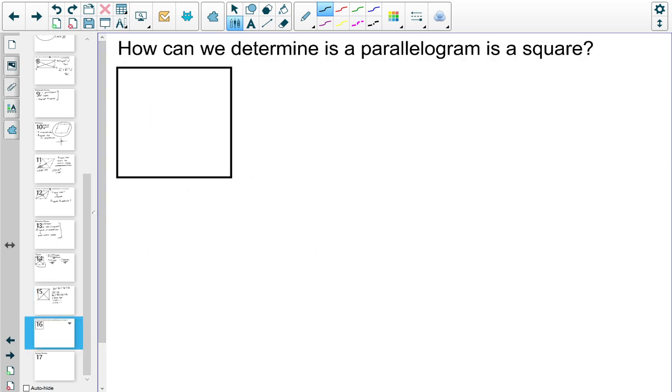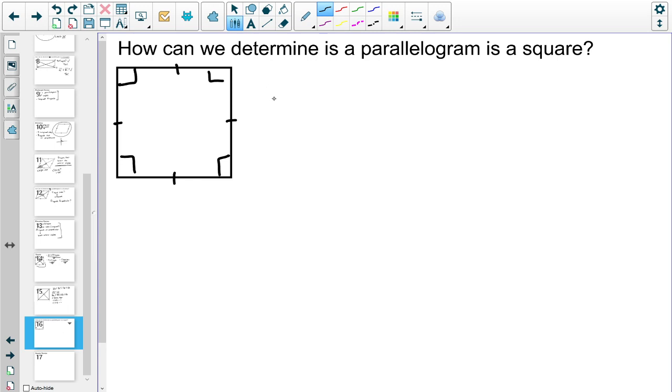So let's look. How can we determine that a parallelogram is a square? So let's think about it. Well, let's say it has 90-degree angles. Well, that makes it a rectangle for sure. And then it has 4 congruent sides. Well, that makes it a rhombus as well as a rectangle. But a rhombus can't normally be a rectangle, but what can be a rhombus and a rectangle is a square. So that's how we would determine it. You look for a combination.